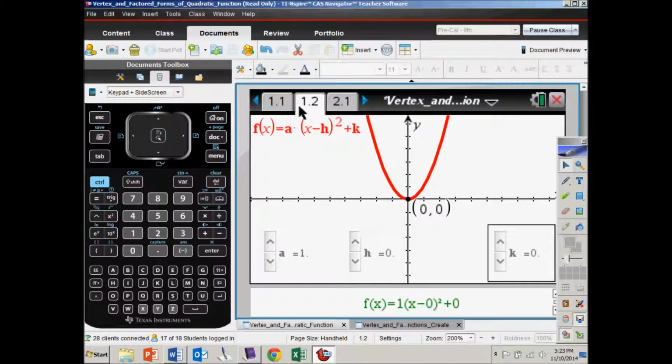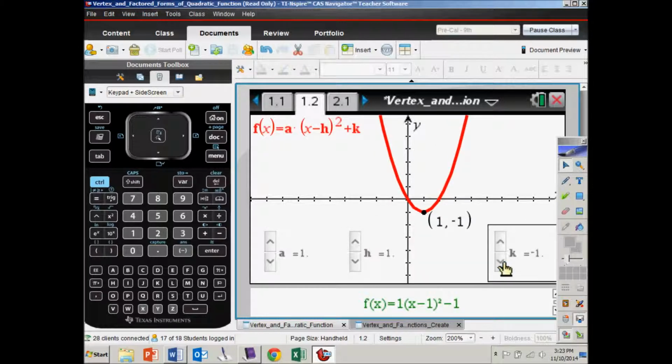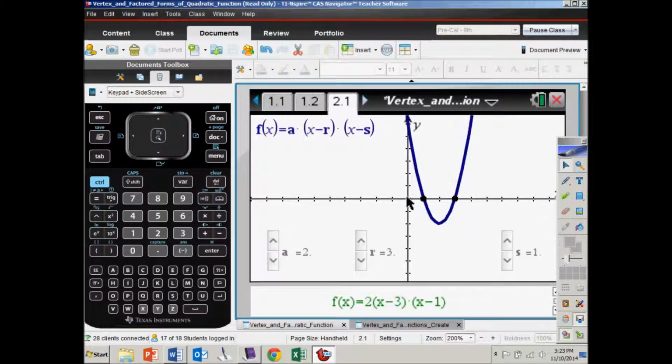Okay? This is called vertex form because h and k, whatever they are, represent the x and y of my vertex. So if h is 1 and k is negative 1, then my vertex is. Okay? Got it? Any questions about vertex form? Perfect. So then we're going to go on to factored form.